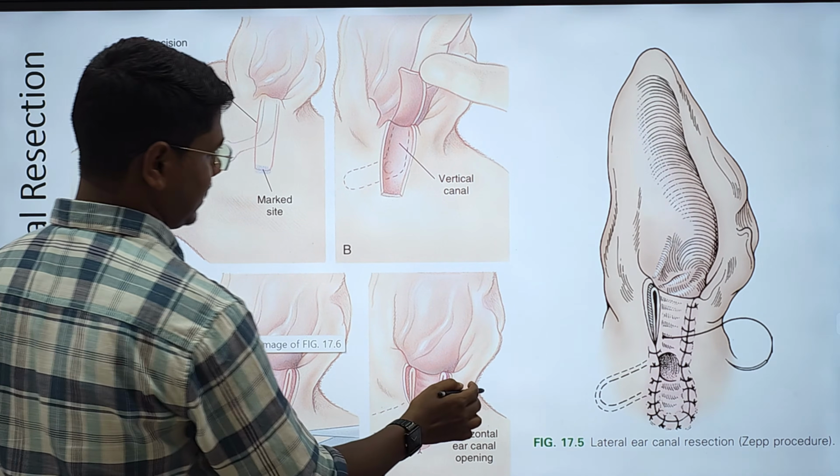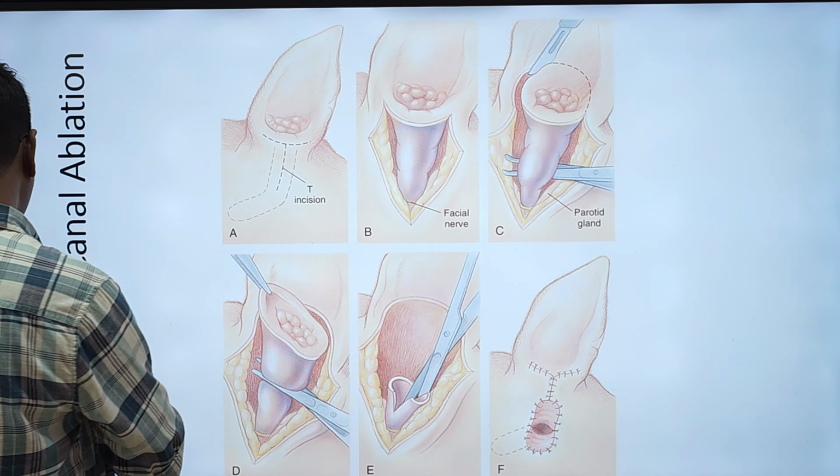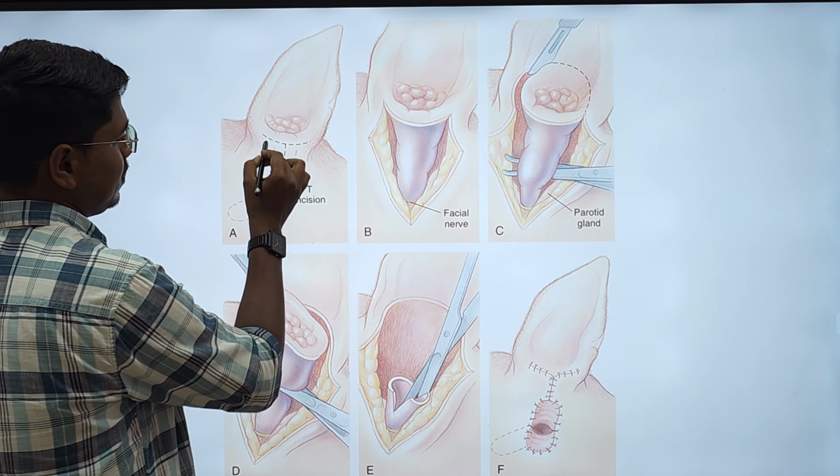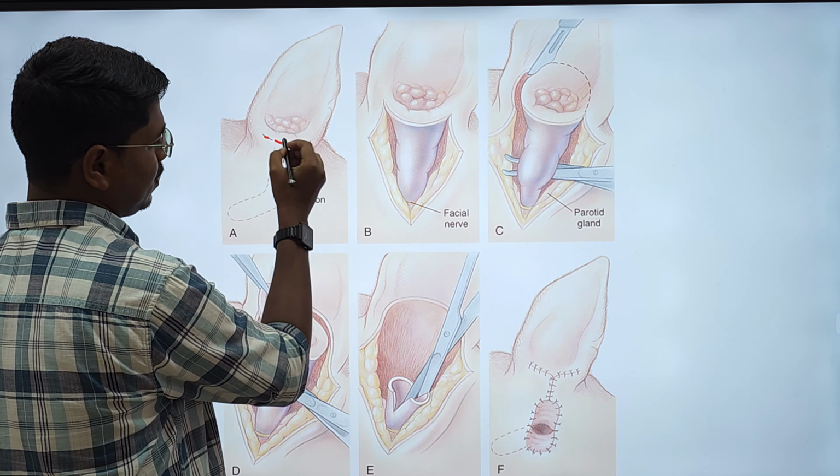Okay. Next one is the vertical ear canal ablation. Here you have to give an incision just below the tragus.